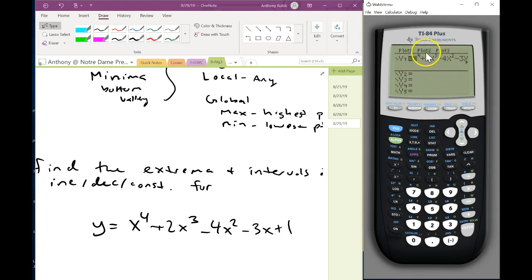Notice how none of mine are highlighted. If you have any of these highlighted, we need to unhighlight them to start with. So what does it highlighted look like? It would look like this. To get that unhighlighted, we can use our up and down and left and right arrows, move our cursor on top of that specific plot, and then press enter to unhighlight it. So everybody's plots should look like mine do here at the top.